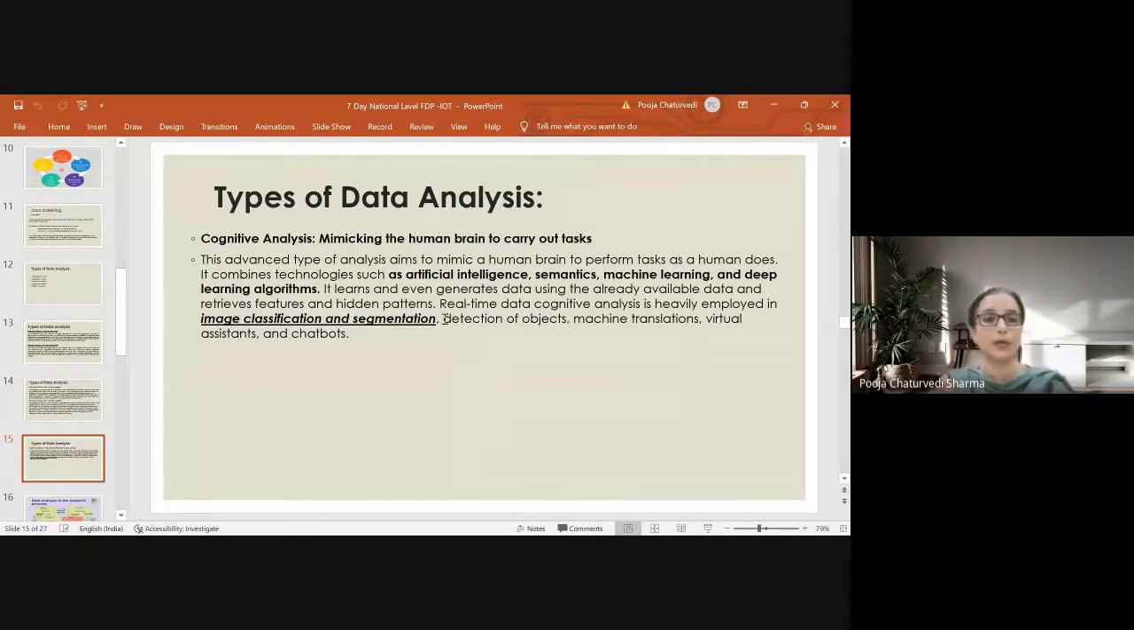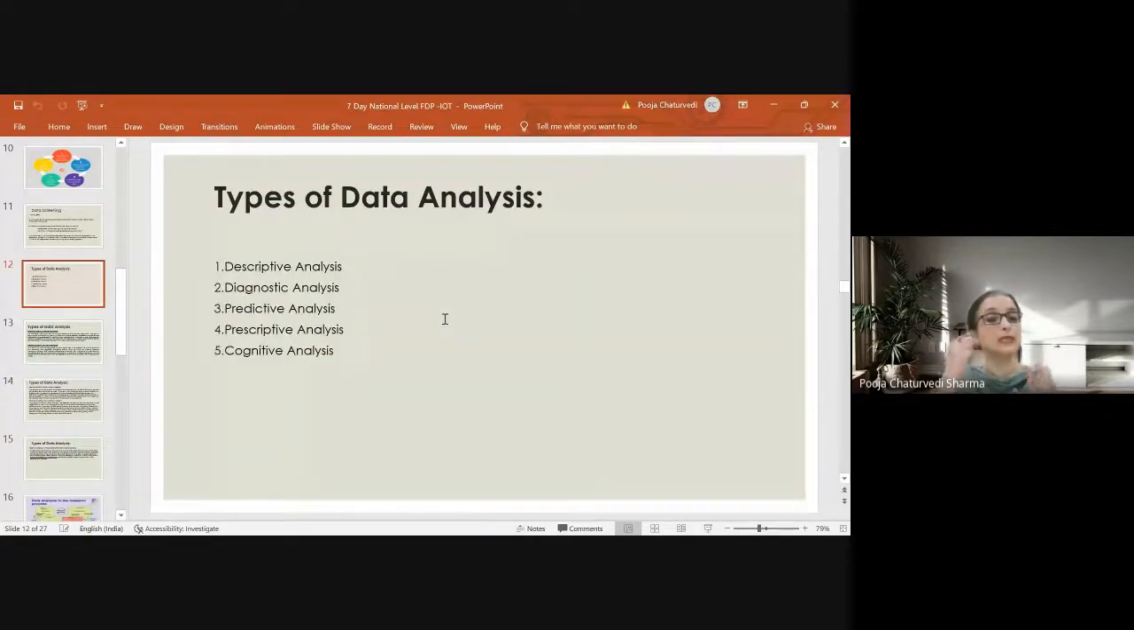So I hope these 5 types of data analysis are clear to everyone. Descriptive tells us what has happened. Diagnostic tells us why it has happened. Predictive tells us where we want to reach, what we want to do. Prescriptive tells us how to achieve that, and cognitive means when we try to imbibe, when we try to imitate how the human brain works. So any questions, you can write in the chat box.